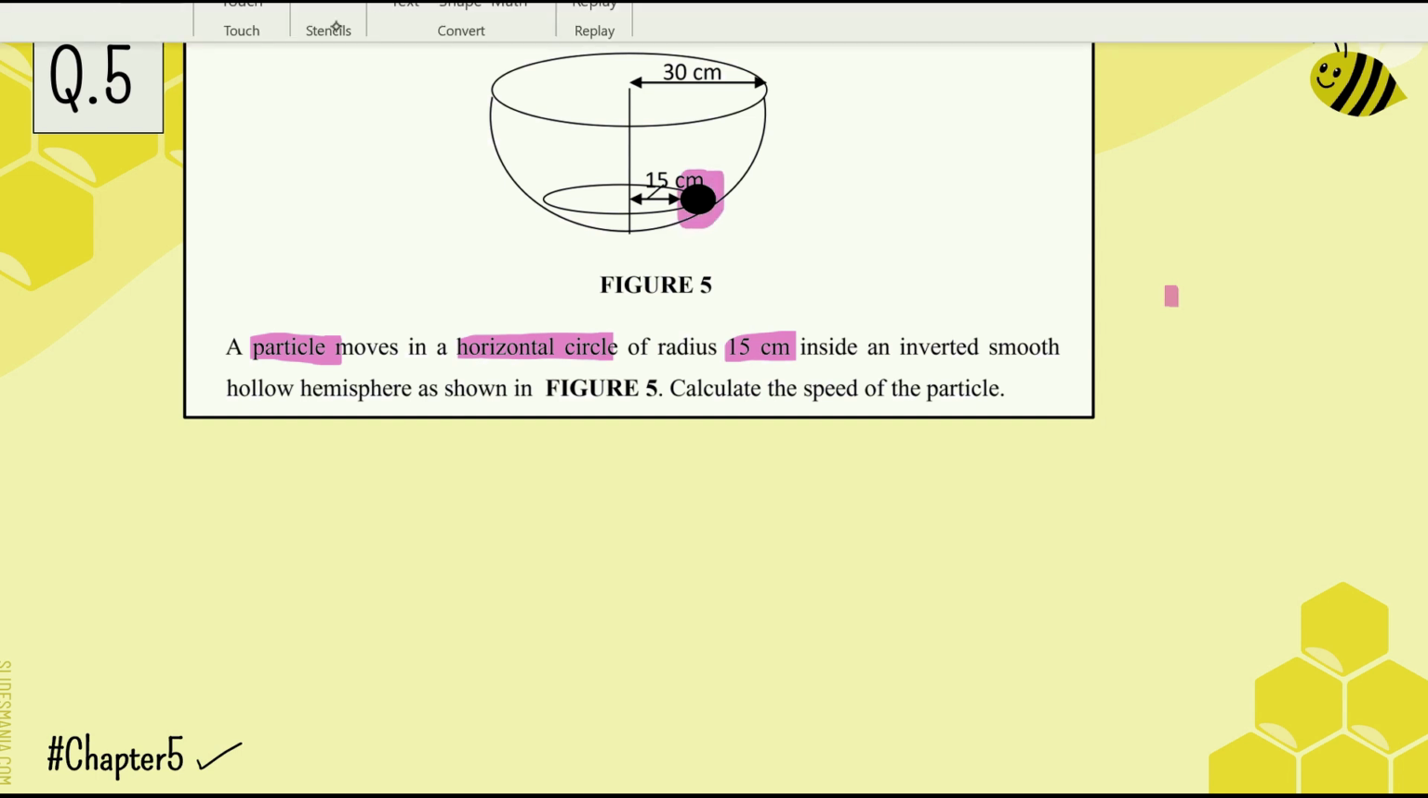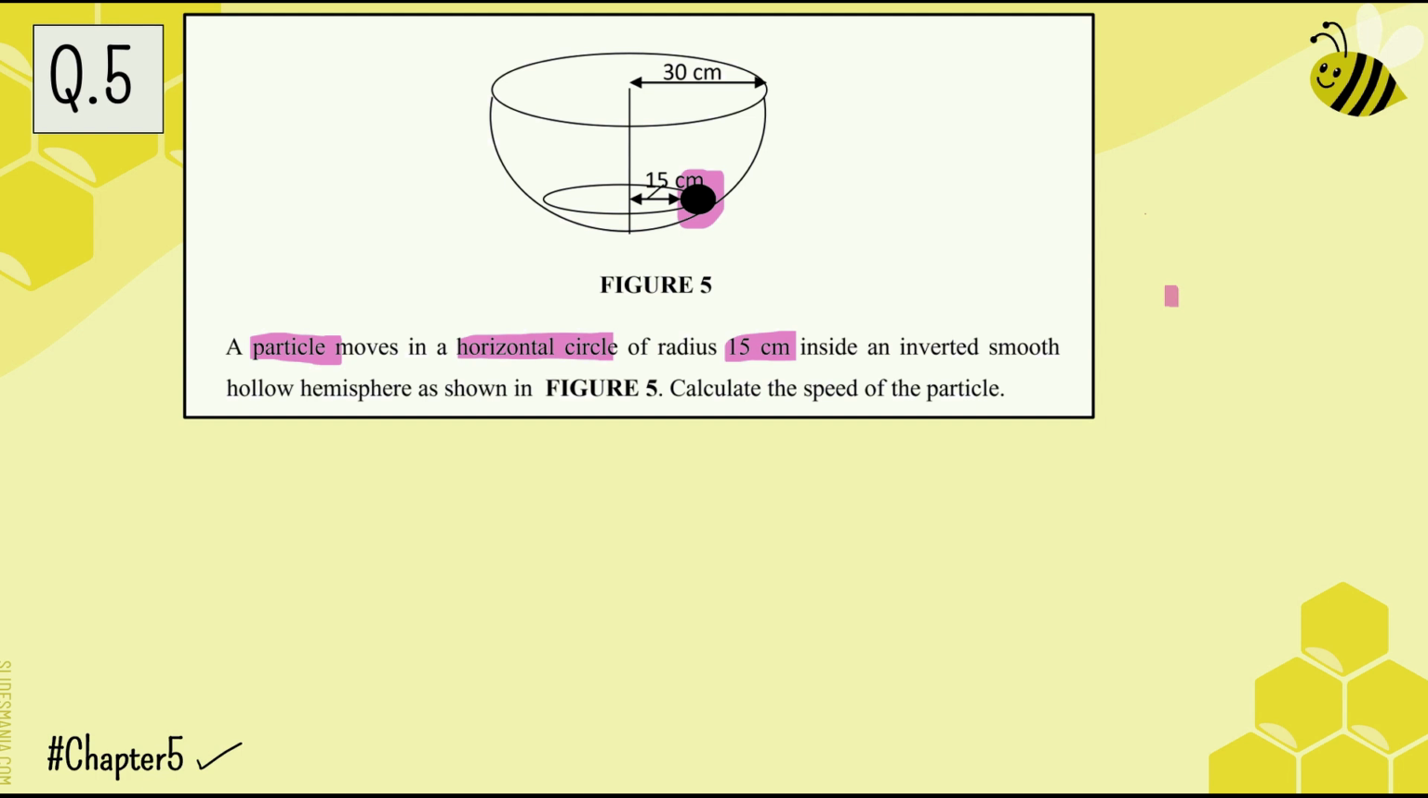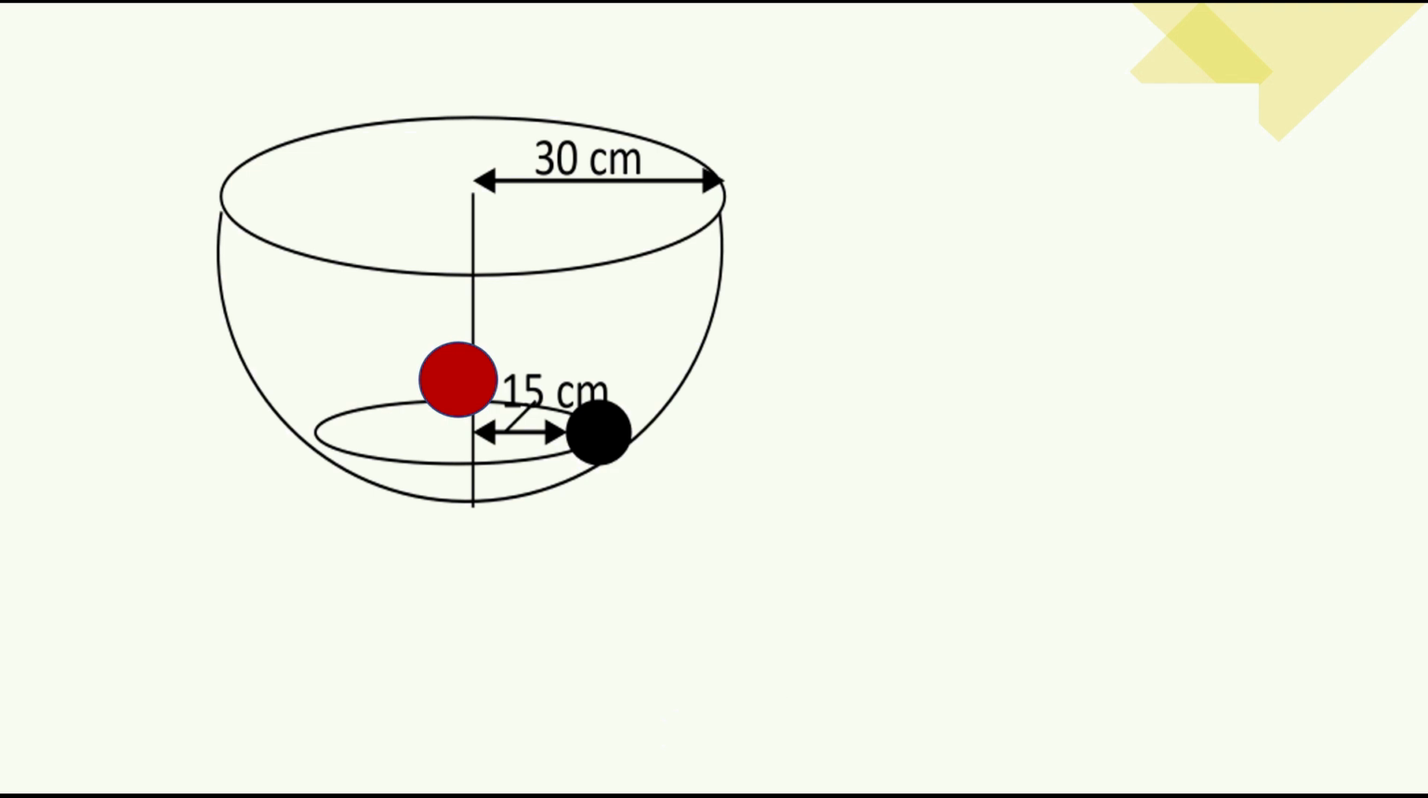Okay, it moves in a horizontal circle inside an inverted smooth hollow hemisphere. So you can imagine a hemisphere like a bowl. Okay, calculate the speed. So we are given the radius and we are asked for the speed. You may look at this to get a clearer understanding or imagination of how the particle is moving. So this is the motion of the particle.